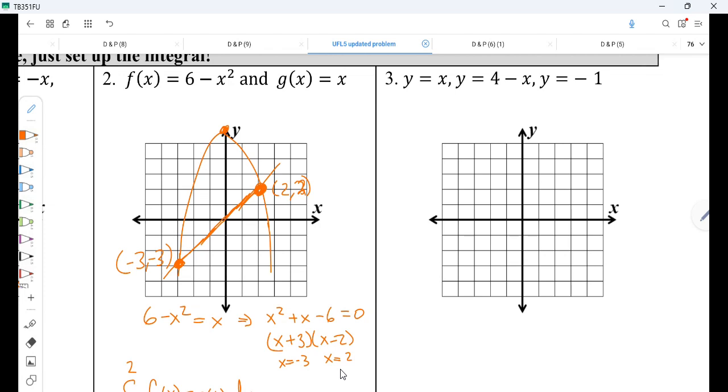So last one, it's all just lines. We have y equals x, which is the perfect diagonal through the origin. We have 4 minus x, which is another perfect diagonal, but it goes through y equals 4 and goes down.